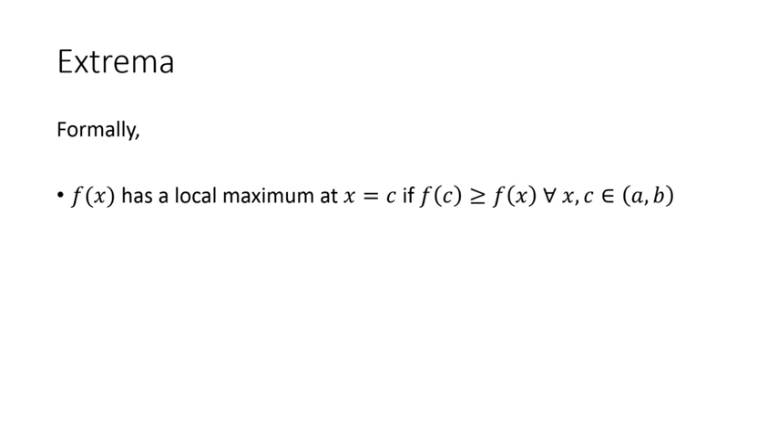So we're going to define extreme points a little bit formally. We can say that the function f of x has a maximum at some value of x that we'll call c if the function's value at that point is larger than the function's value at least over some little interval a to b. Now, I haven't said anything about that interval yet.